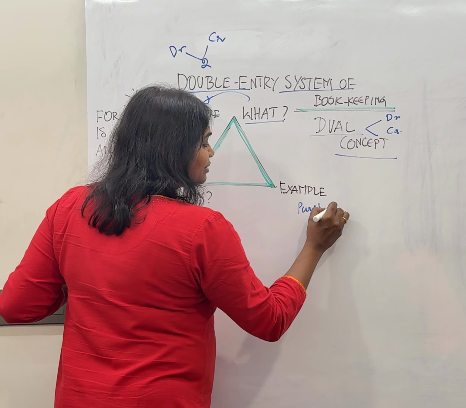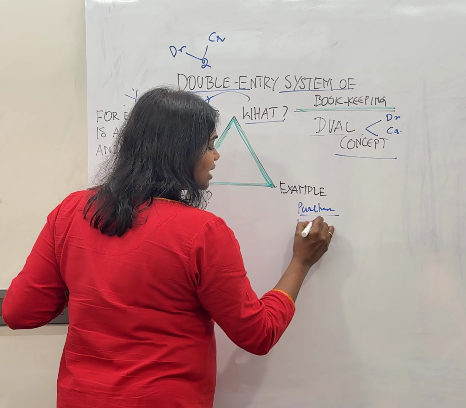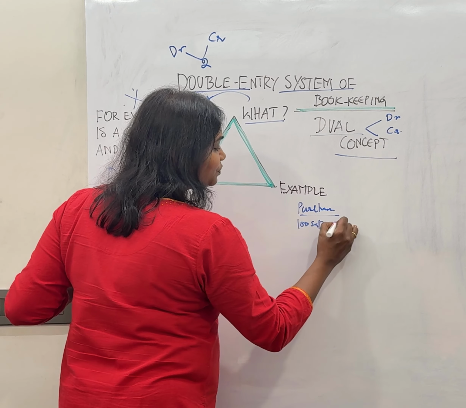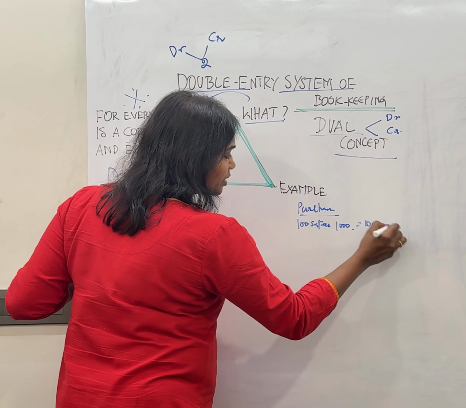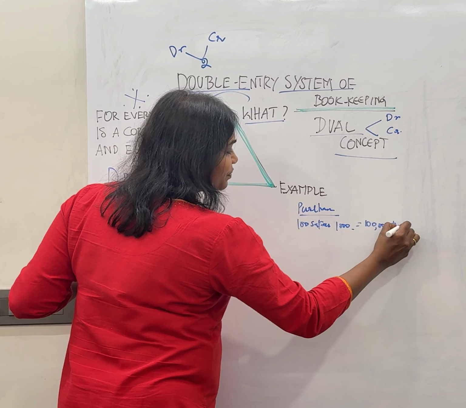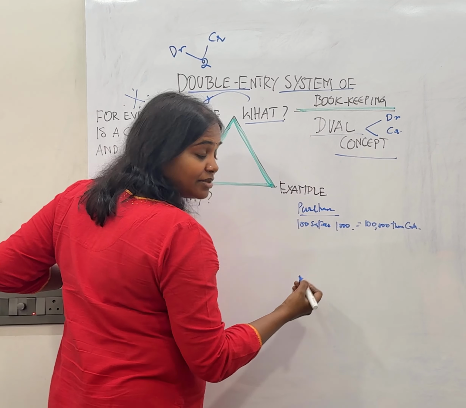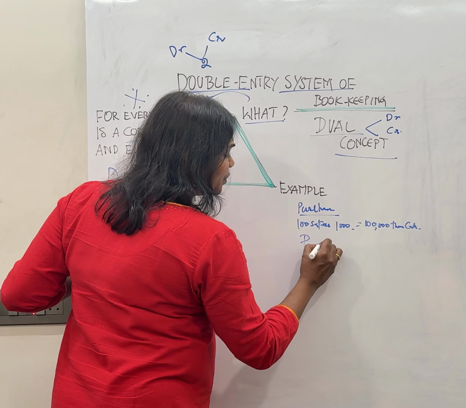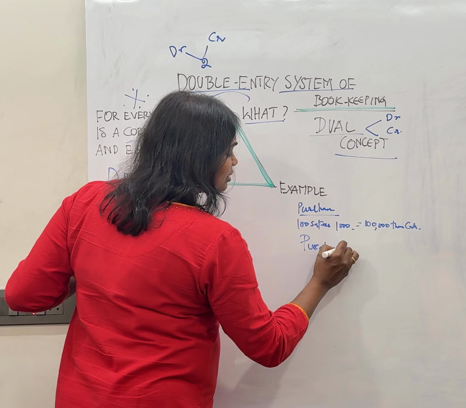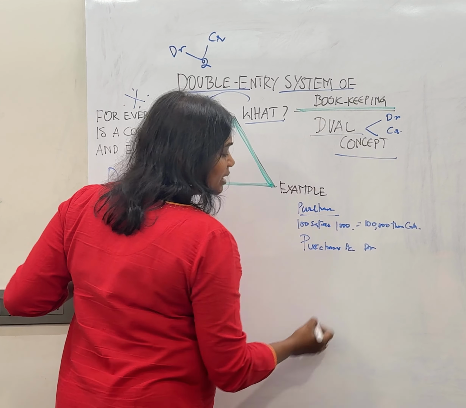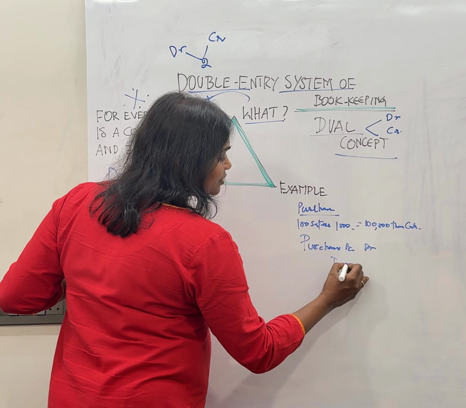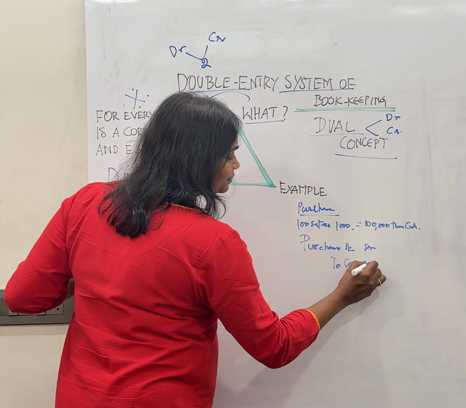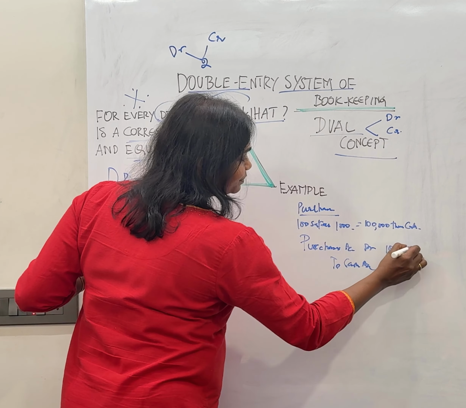What is a purchase entry? You purchase 100 sarees for ₹1000 each. That means you are purchasing sarees worth ₹1,00,000 through cash. So what entry will come? Purchases account debit to what is the entry? Cash account, ₹1,00,000.